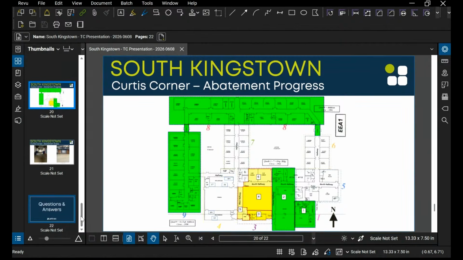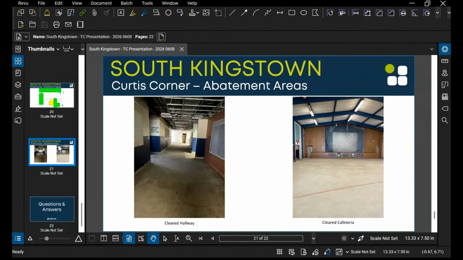Okay. And then for anybody that saw Curtis Corner before we took it over, this is a pretty dramatic difference for what it looks like now. This is after all of the clearance and abatement work has been completed. And you can see down the hallway again. I feel like the cafeteria did look like that when I was in there, so.